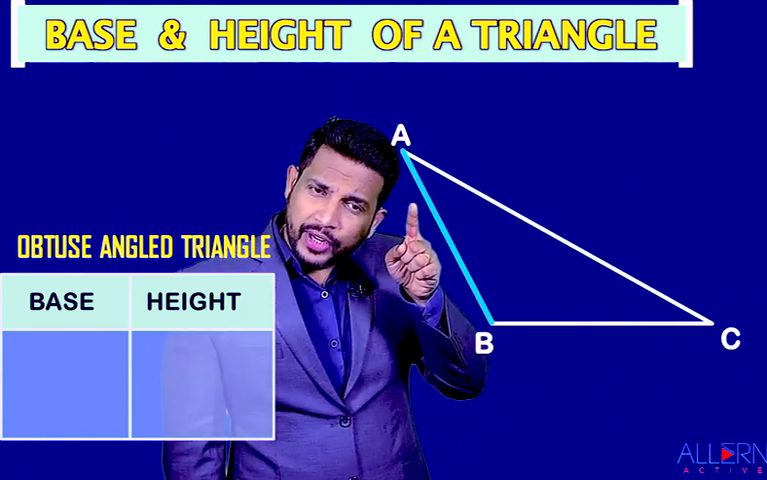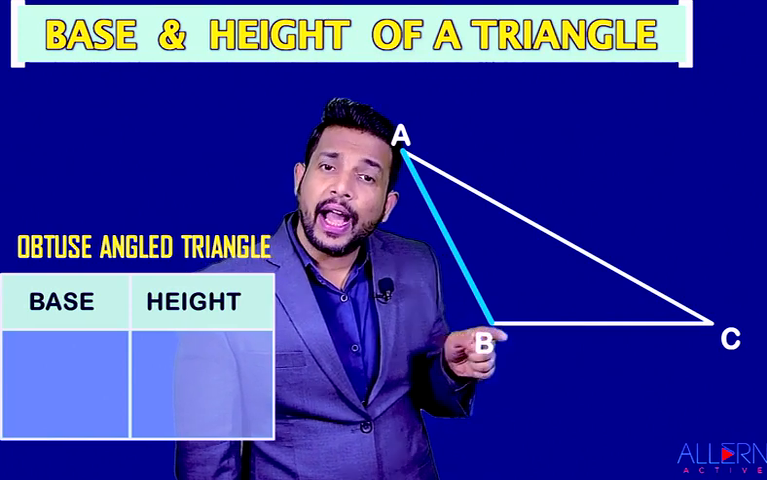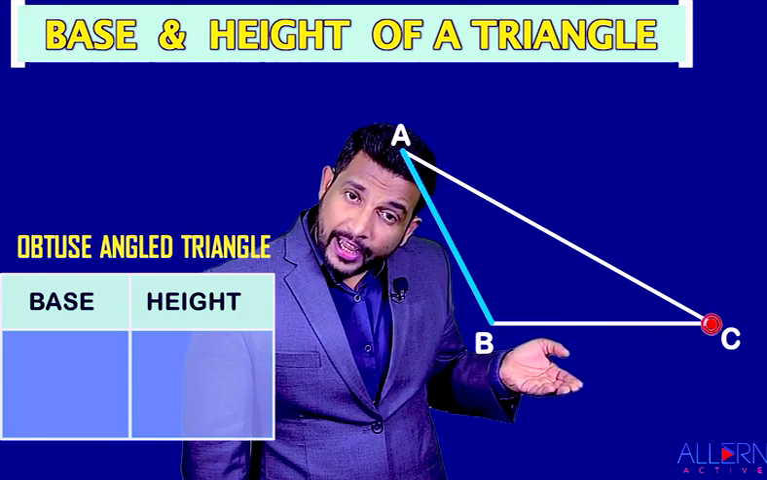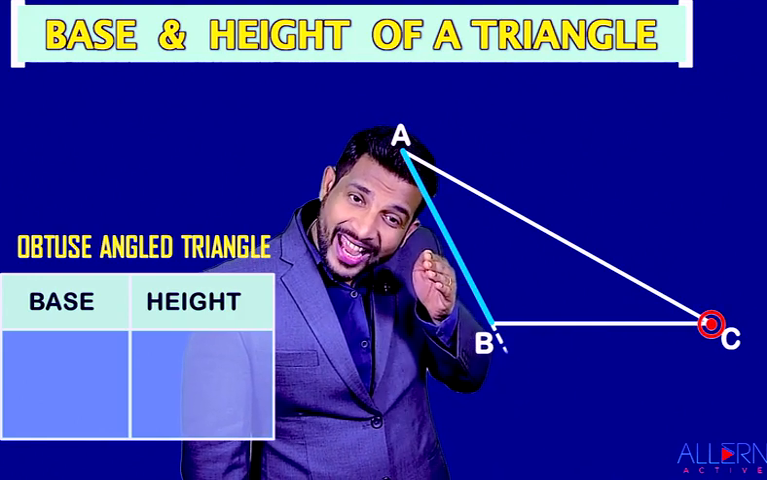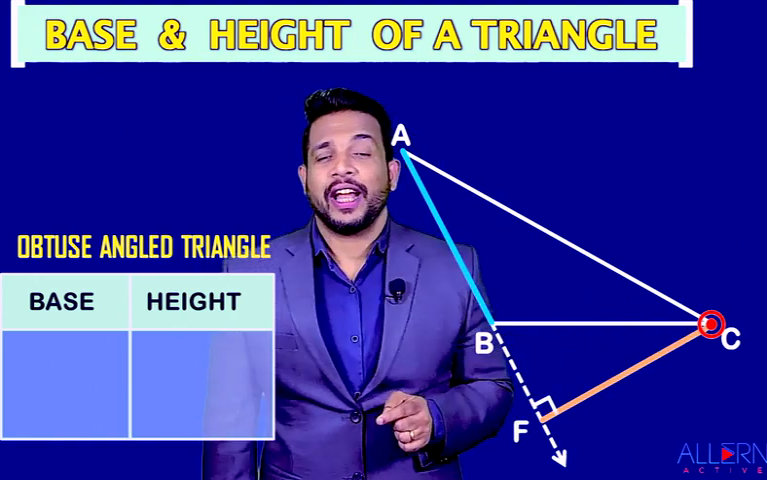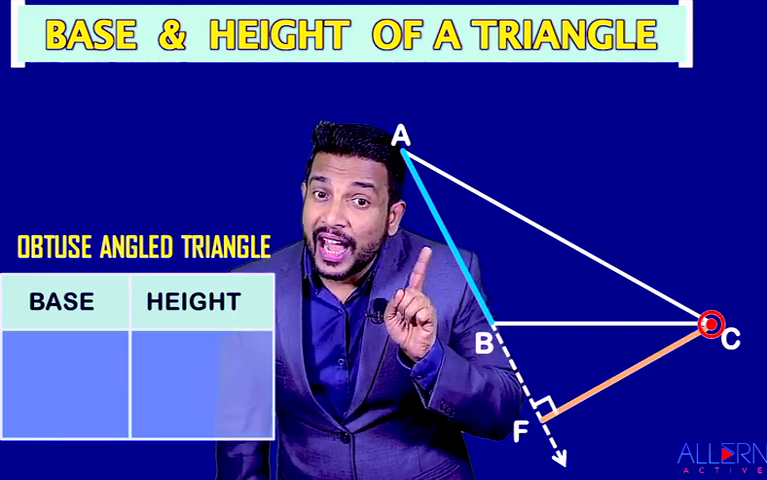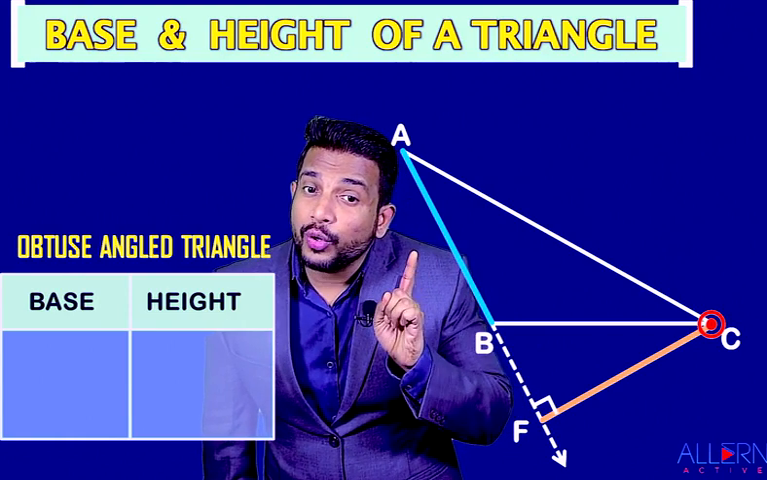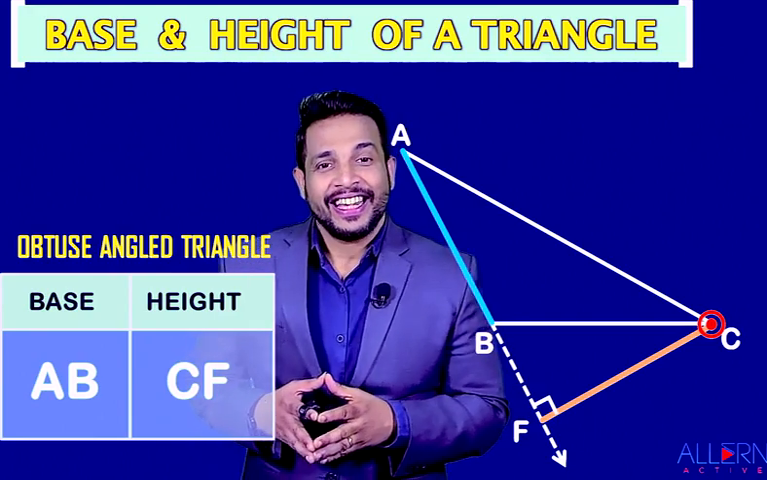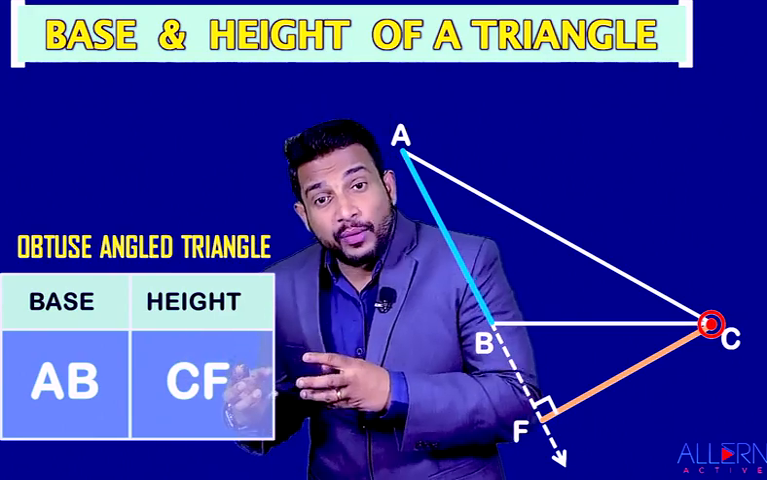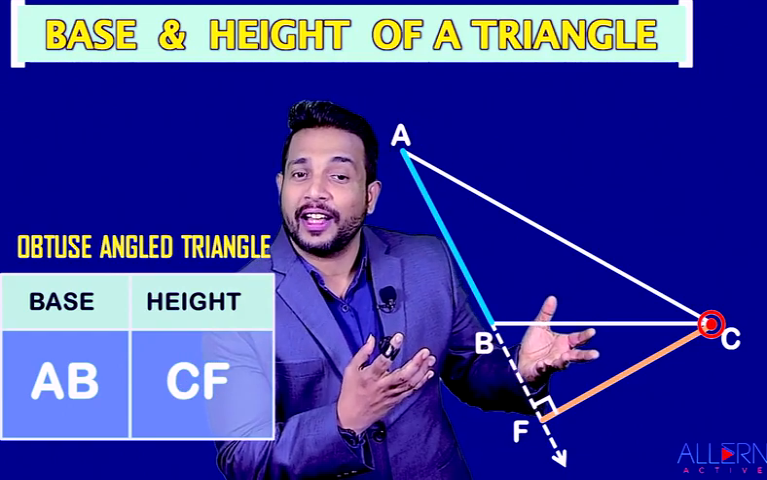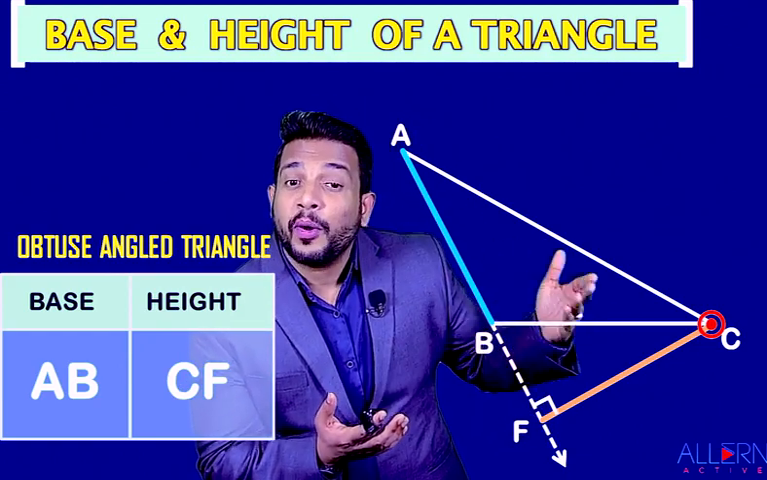Now, my dear child, tell me, if AB is the base, the height has to be dropped from C. When I drop a height from C, it has to lie on the base, so we have to extend AB. Now we drop a perpendicular here, and we know that AB is the base. Remember, a side of a triangle is the base. So AB is the base and CF is the height. Isn't that easy? Now we have understood what the base and the height are in an acute angle triangle, a right angle triangle and an obtuse angle triangle. This will help us to learn the properties better.